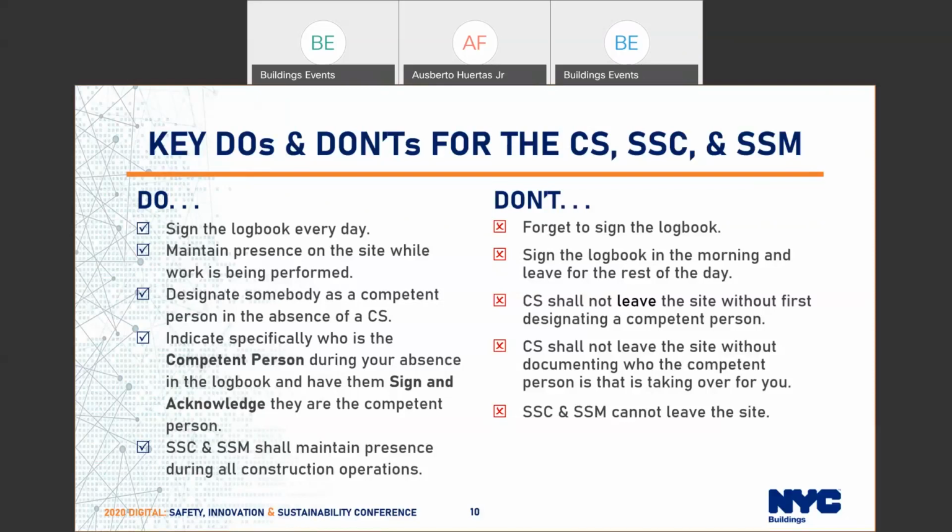For don'ts, we want to remind you not to forget to sign the logbook. This is very important. It shows you are on site and perform the duties. Construction supers shall not leave the site without first designating a competent person. Construction supers shall not leave the site without documenting who the competent person is taking over for them. These are very important. We can't stress this enough. And the site safety coordinators and managers, again, cannot leave the site during construction activities on their sites.